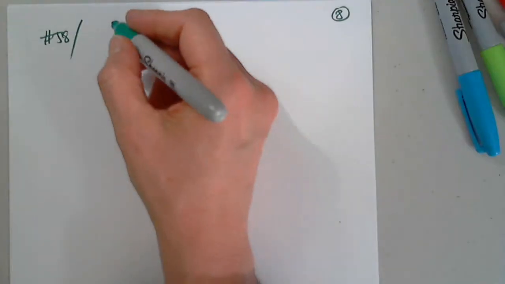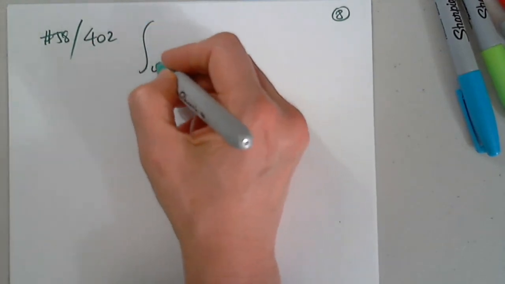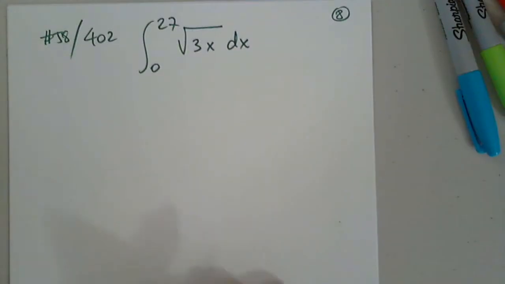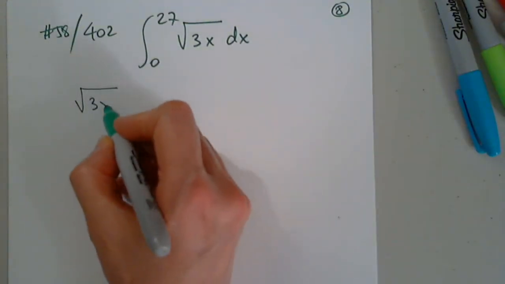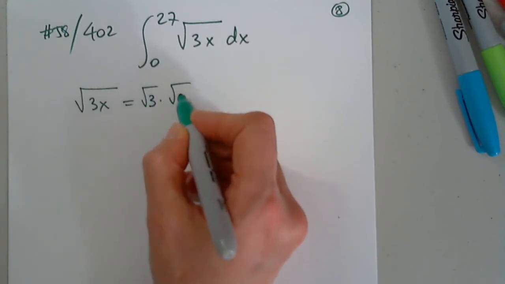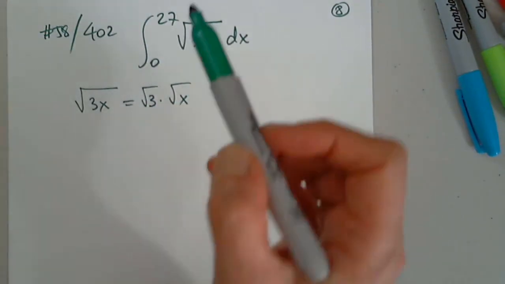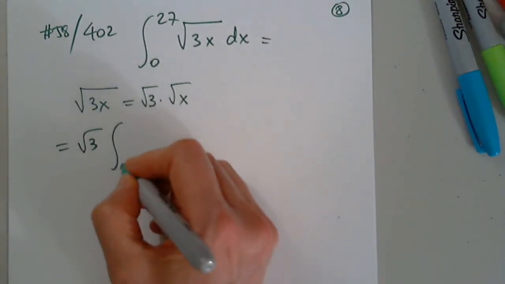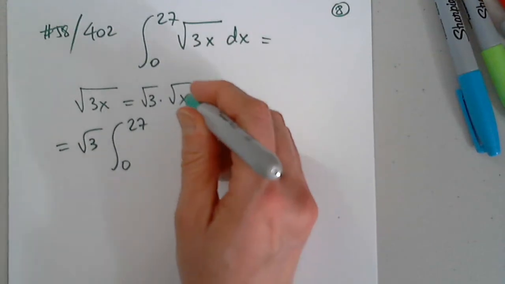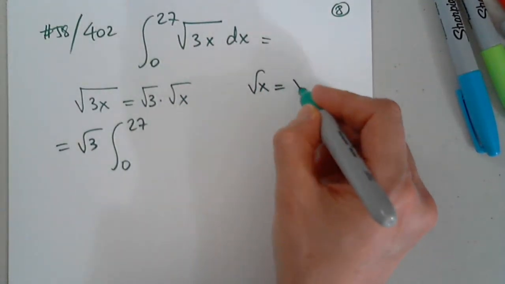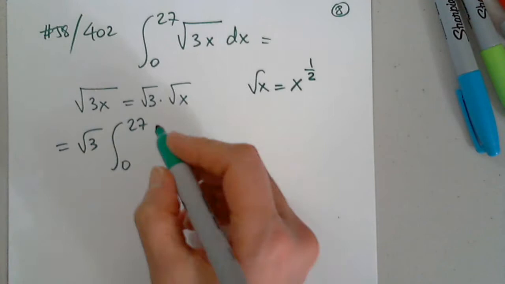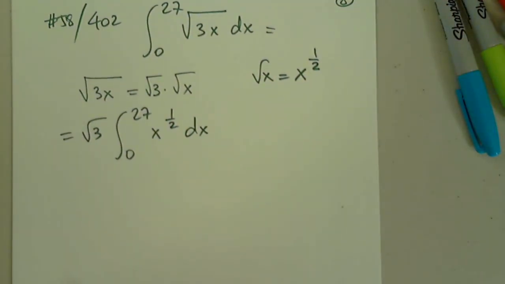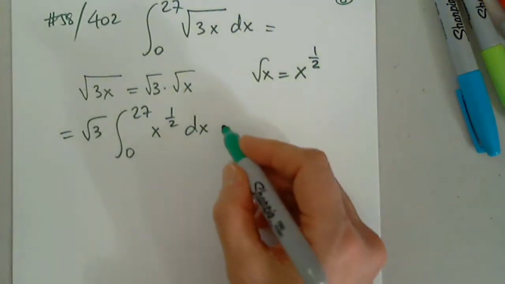And that's still on 402. So the integral from 0 to 27, the square root of 3x dx. Remember, the square root of 3x is the same with the square root of 3 times the square root of x. Very important to understand that, because I'm going to take the square root of 3 outside. I'll say 0 to 27. And I have to remember that the square root of x is x to power 1/2. So x to power 1/2 and dx. So now this is set up for integration.